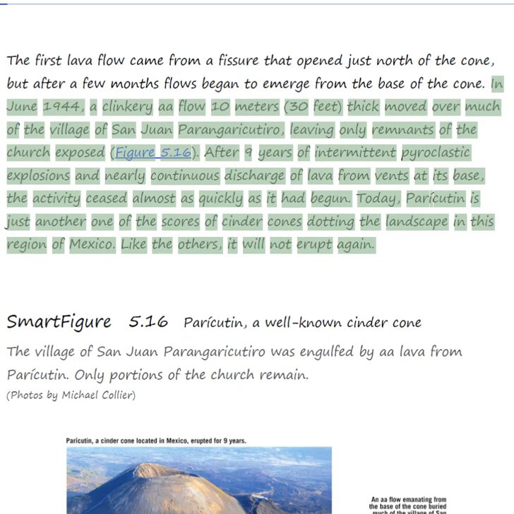In June 1944, a clinkery aa flow 10 meters thick moved over much of the village of San Juan Parangaricutiro, leaving only remnants of the church exposed. After 9 years of intermittent pyroclastic explosions and nearly continuous discharge of lava from vents at its base, the activity ceased almost as quickly as it had begun. Today, Paricutin is just another one of the scores of cinder cones dotting the landscape in this region of Mexico. Like the others, it will not erupt again.